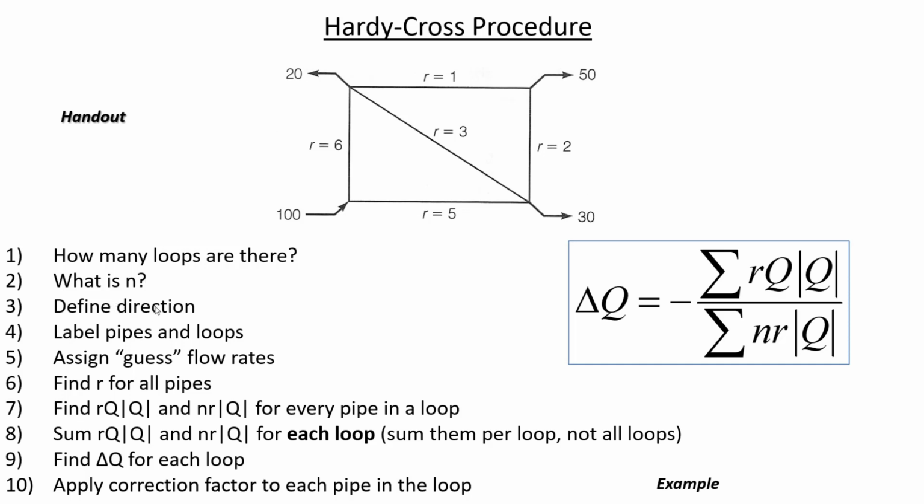Now define a direction. What I mean by that is we're going to assume that clockwise is positive. So we're going to label the loops. And in the handout, you can see that this lower loop I've called loop 1, and the upper loop is loop 2. So our defined direction is that any flow that is going along with clockwise would be considered a positive flow.